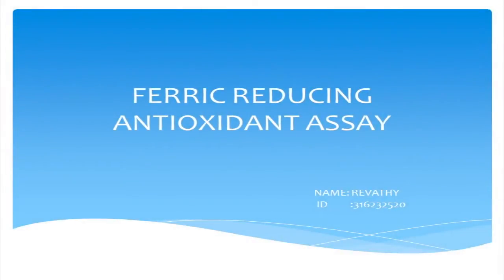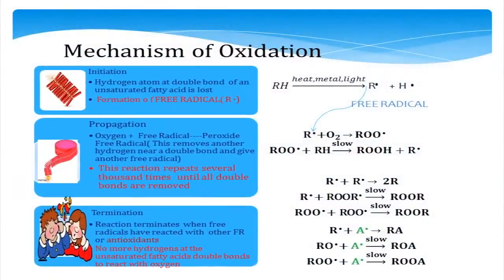Let me begin with the first assay. Antioxidants play an important role in terminating the oxidation process of free radicals. The initial step starts when a hydrogen atom is lost at a double bond and forms a free radical in the presence of catalysts, heat, metal and light.